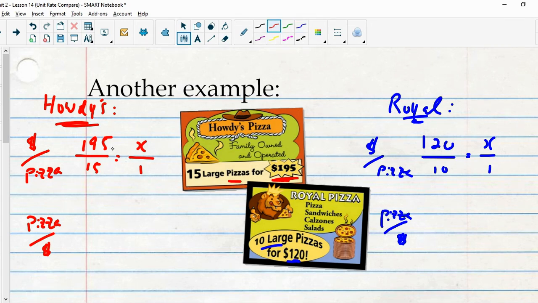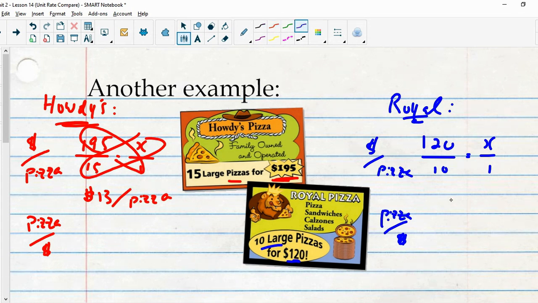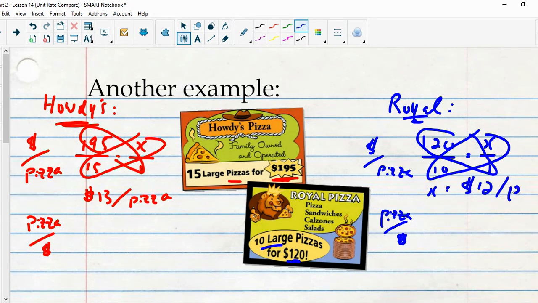Now I'm going to cross multiply and divide. So 195 divided by 15. What is that? 13. What's 13? Yeah, $13, because that's up here. $13 per pizza. And then the other one is 120 divided by 10. I already know the answer is 12. It's $12 for an entire pie.